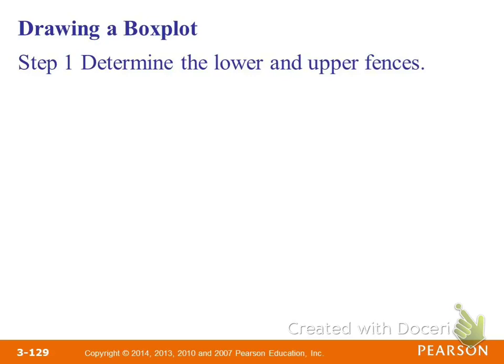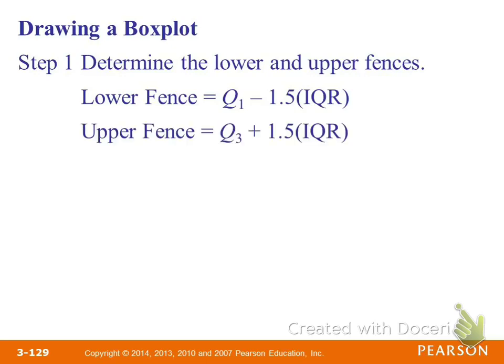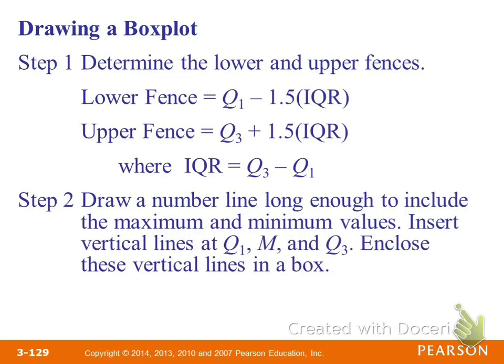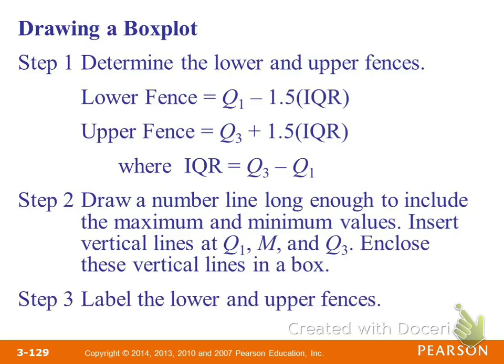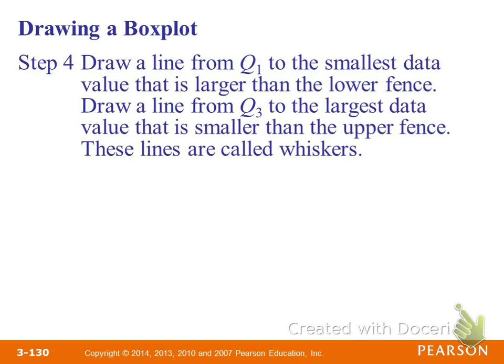The first thing we want to do is determine the upper and lower fences for the data. Lower fence is, again, quartile 1 minus 1.5 times the interquartile range, and the upper fence is quartile 3 plus 1.5 times the interquartile range. And so IQR for us is there. Then step 2 for drawing a box plot is draw a number line long enough to include the maximum and minimum values. Insert vertical lines at Q1, M, and Q3, and close those vertical lines in a box. Label the lower and upper fences.